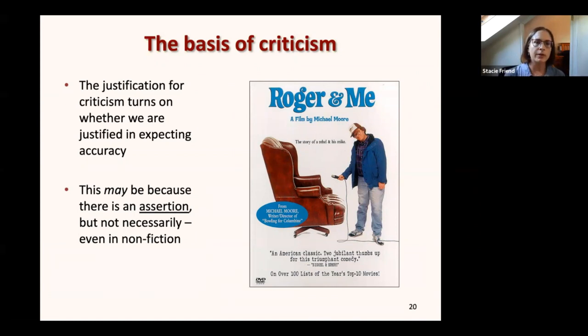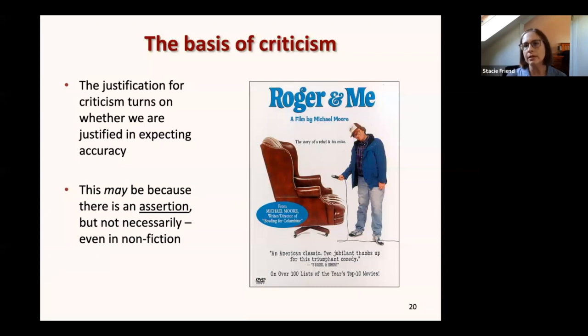And I think the question of whether we're justified in expecting accuracy, as indicated by this example from Cameron, really turns on a variety of highly contextual and detailed factors about the making of the work, who's made it, and the context and practices it's embedded in. Notice that this doesn't mean there has to be assertion in order to have a justification of criticism. Now, I think authors of fiction do make assertions, but that's not necessary, even in nonfiction.